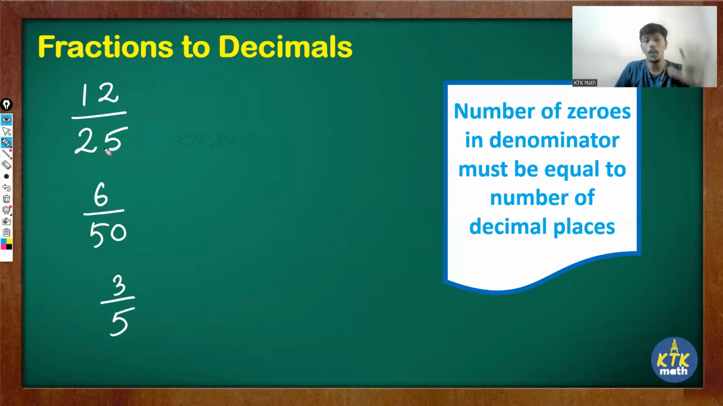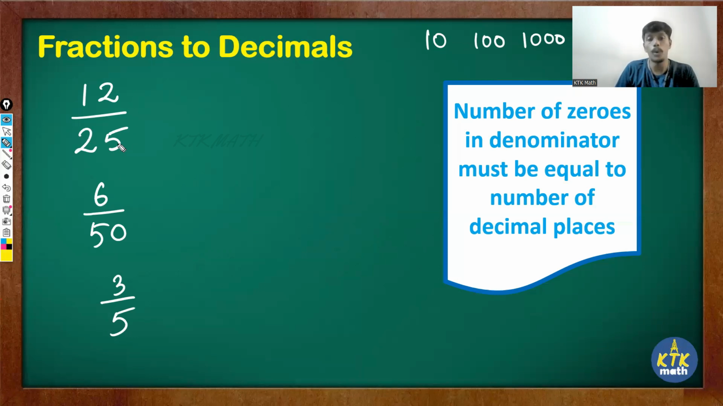Very easy. You observe the number, you try to change the denominators in terms of 10 or 100 or 1000. So you try to change. I'll tell you what to do if it is not possible. Okay, that I will come to next.